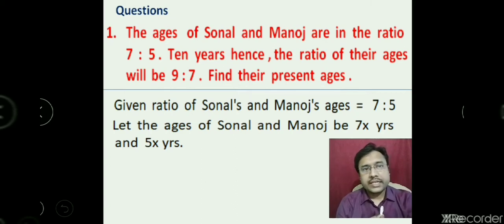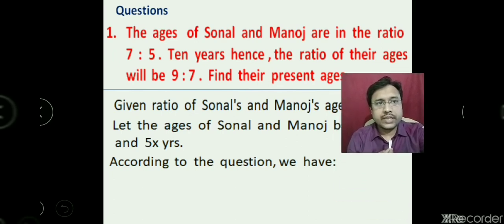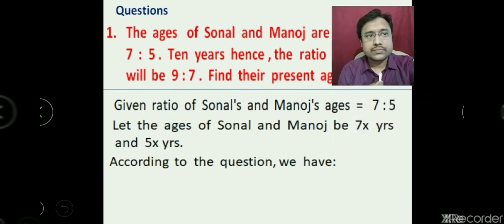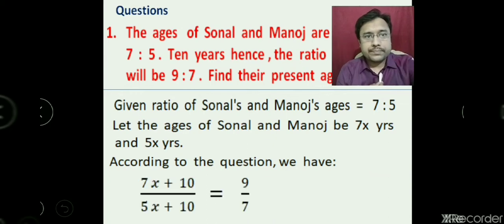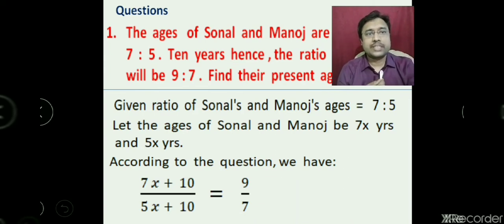So we can say let the ages of Sonal and Manoj be 7x years and 5x years, that means present age. Then we can have this equation according to the question: (7x + 10)/(5x + 10) = 9/7. That means because we are adding 10 years to both the ages, the ratio becomes 9/7, that is 9:7. Therefore now we will do cross multiplication here.